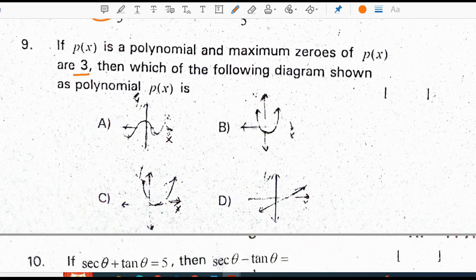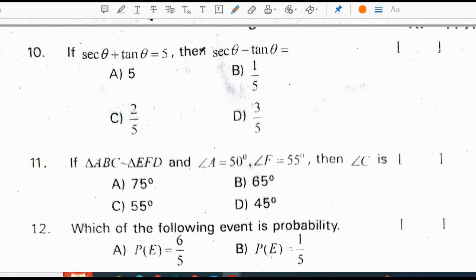Ninth question, P of x is a polynomial and maximum zeros of P of x are 3. Then which of the following diagram shows the correct polynomial? This is the correct polynomial because this curve is meeting x-axis at 3 points. Correct option for ninth question is A. Tan theta is equal to 5, then secant theta minus tan theta is 1 by 5.